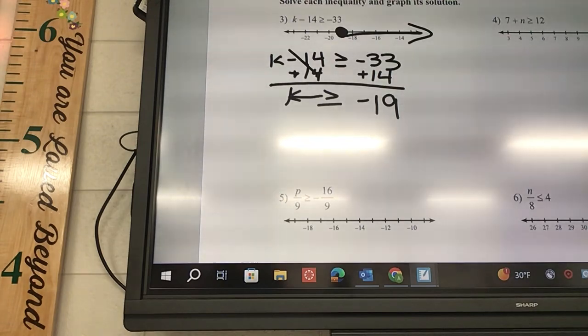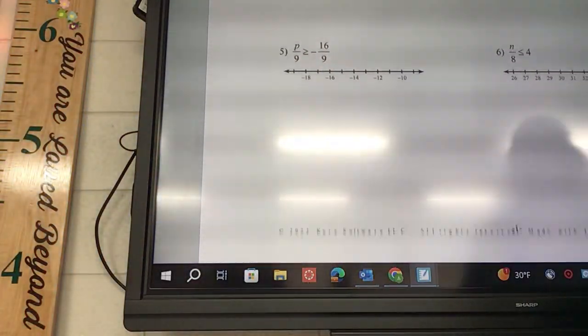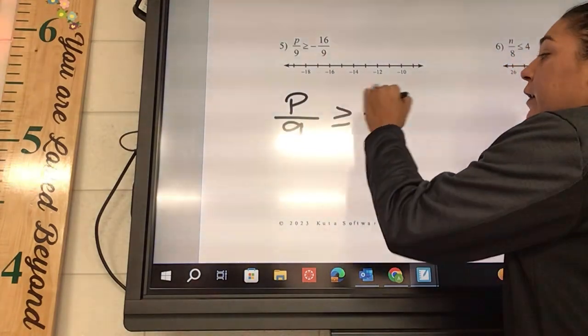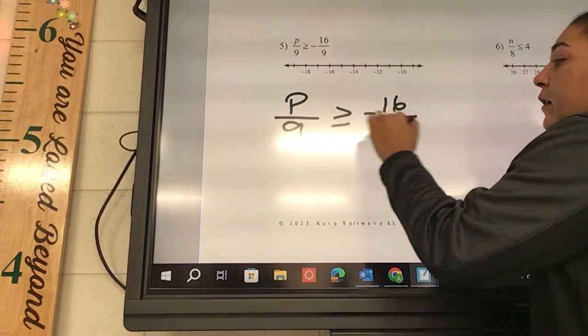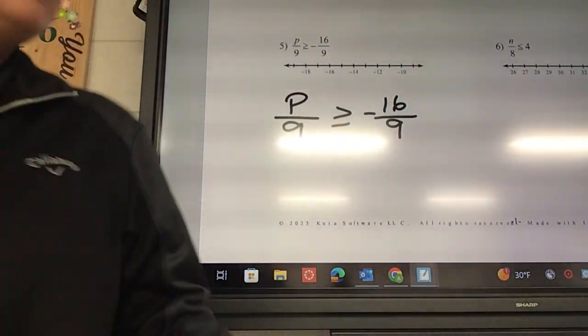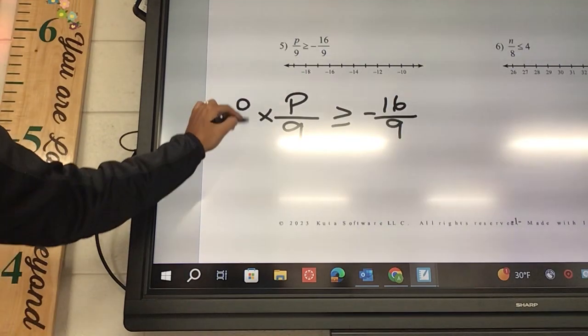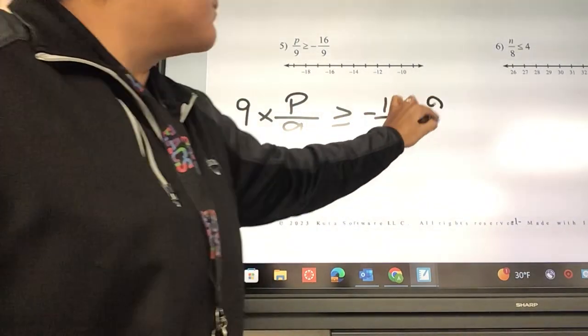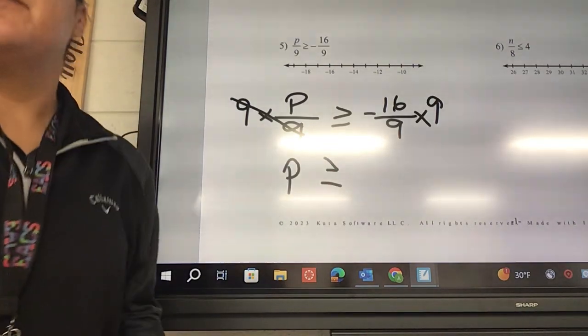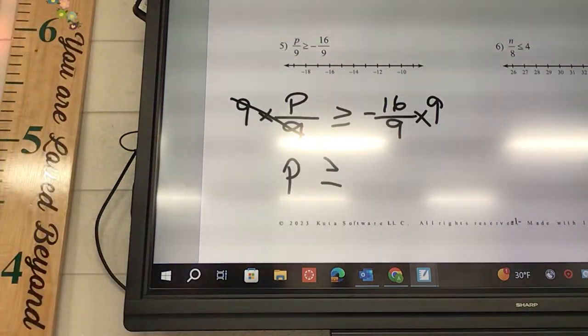Okay, number 5. We're solving for P. So what needs moved? The 9. Okay, and how do I move it? Times. We're going to say times 9 on both sides. Times 9, times 9. So we get P. What is negative 16 over 9 times 9?